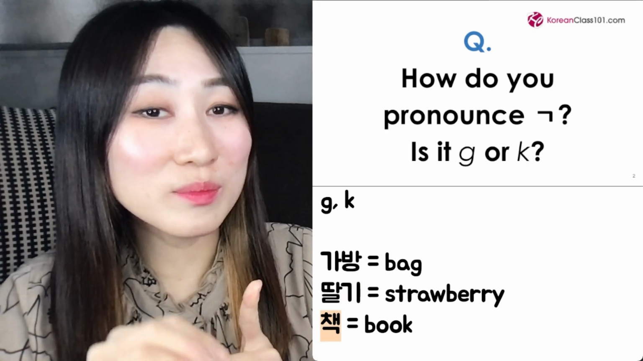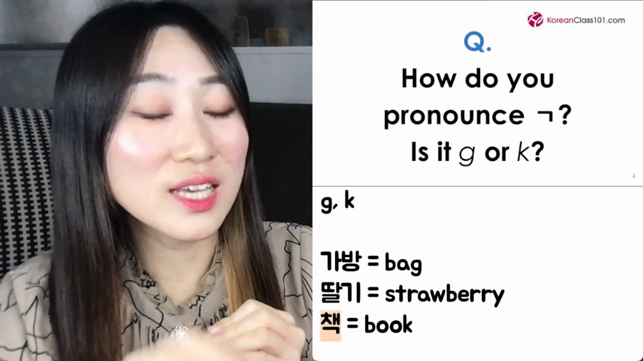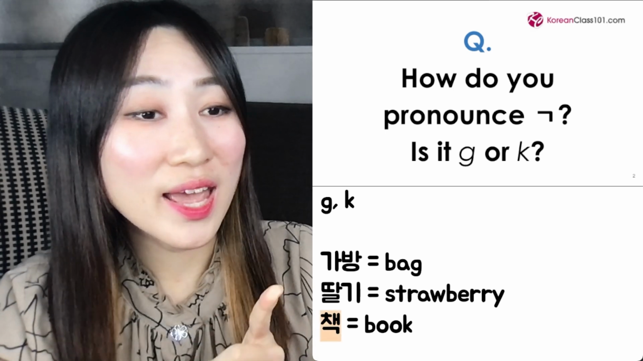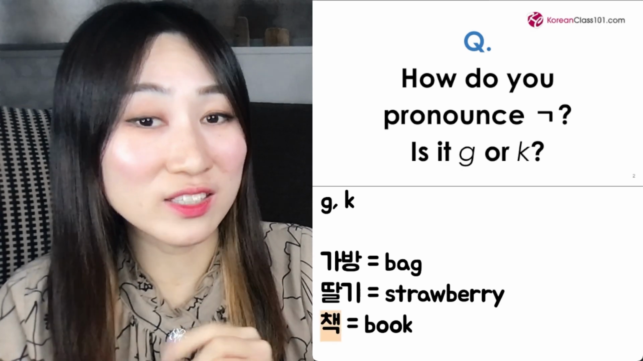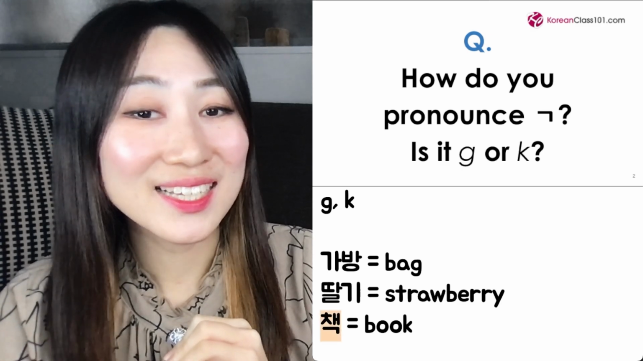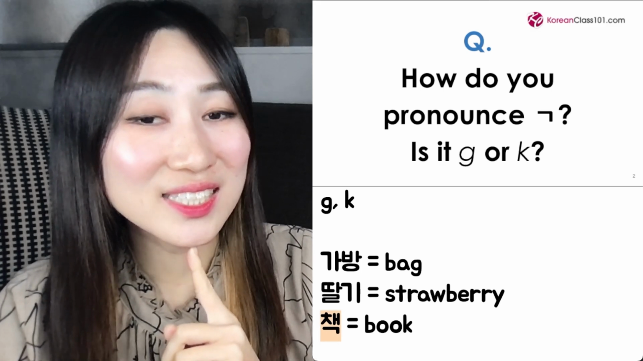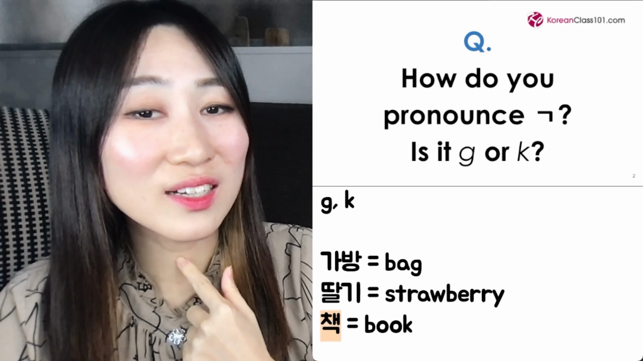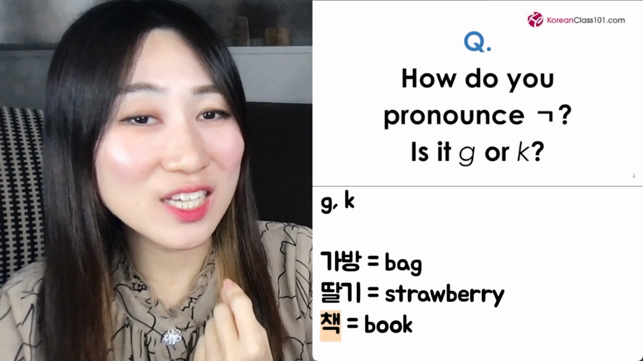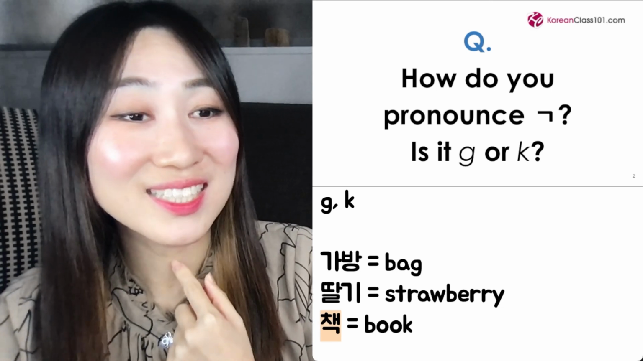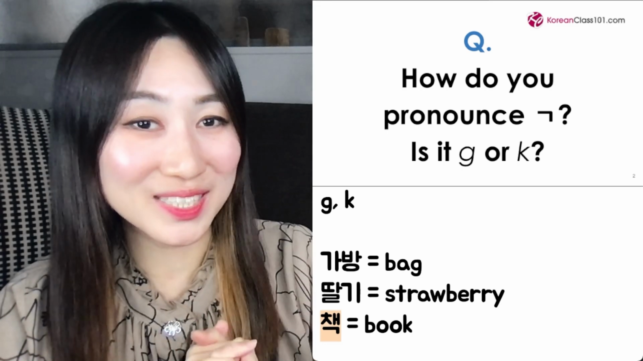The ㄱ comes at the 받침 position. It comes at the end of the syllable and is used as a final consonant. It's 책. It's not check with a K sound at the end. It's just 책, like a K sound held at the end, without releasing it. So please remember these tips.